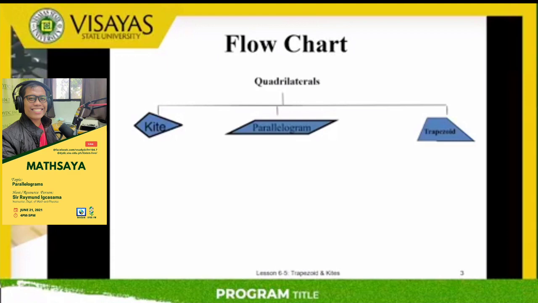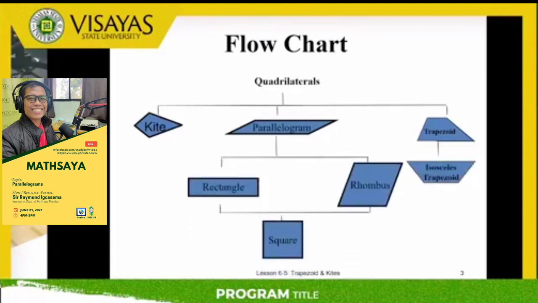Based on our chart there, you can see that a parallelogram is also divided into rectangle, rhombus, and square. So you can find in our chart that there are three types of parallelograms: the rectangle, the rhombus, and the square. We will be discussing one by one each parallelogram here: the rectangle, the rhombus, and the square, and their special characteristics and some theorems that we can use in proving some geometry problems.